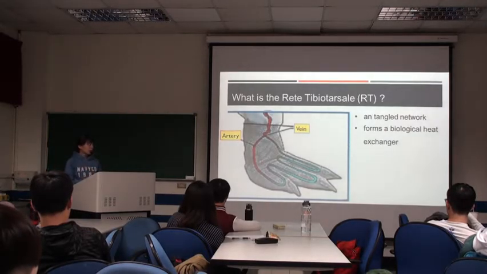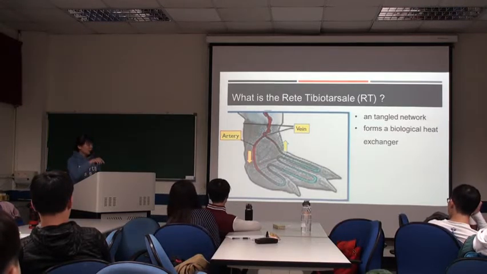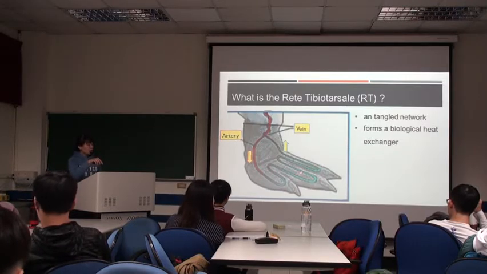What is RT? You can look at this picture. This is the Humboldt penguin's foot. The arrow is the flowing way of the blood. The artery brings the warm blood from the heart to the foot, near the cold environment. And the cold blood will flow back through the vein.